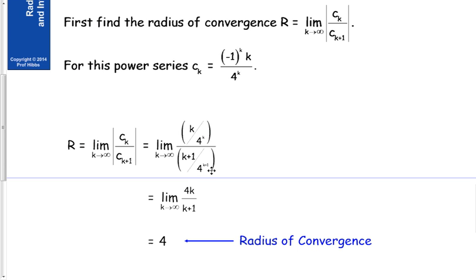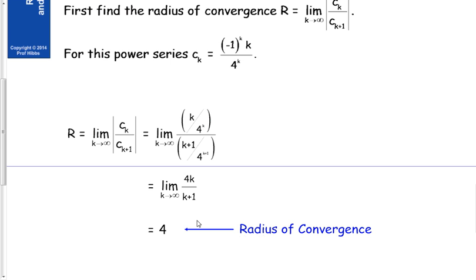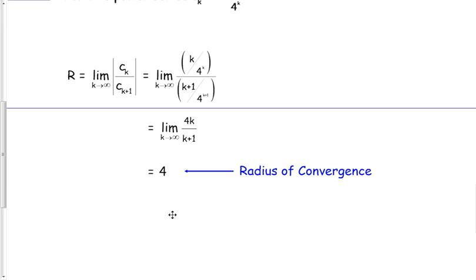Now, when I look at this, and you can verify it, we're going to reciprocate here. And so we'll have 4 to the power k plus 1 times k in the numerator, and 4 to the power k times k plus 1 in the denominator. And 4 to the k plus 1 over 4 to the k is just 4. So we have the k in the numerator and the k plus 1 in the denominator. When we calculate that limit, I'm convinced you can do that easily, we get a value of 4. So the radius of convergence is 4.